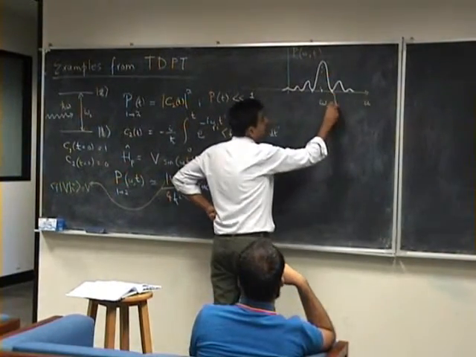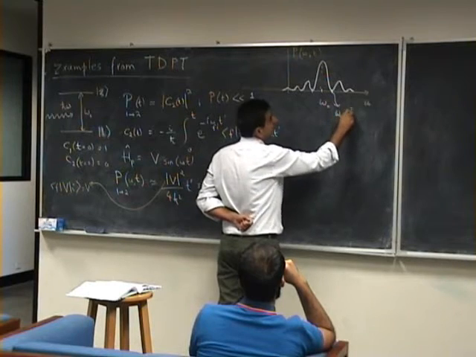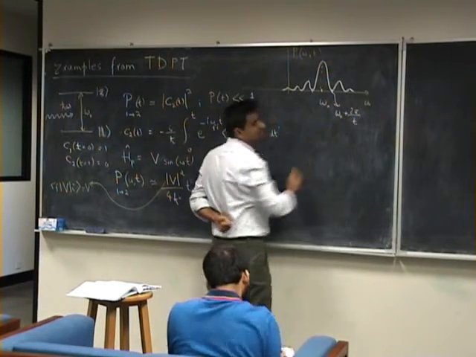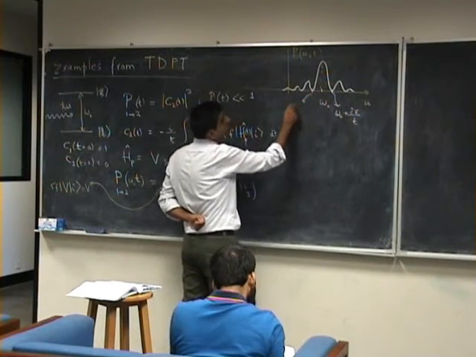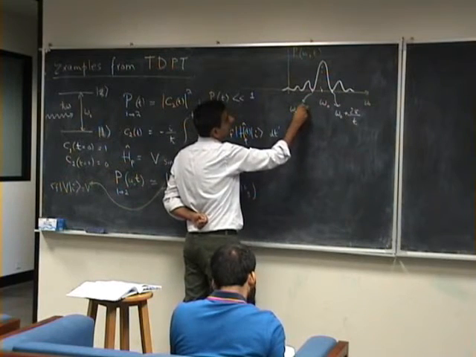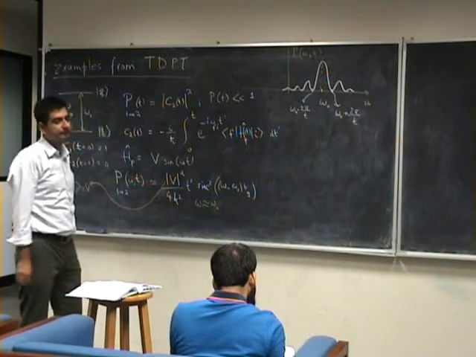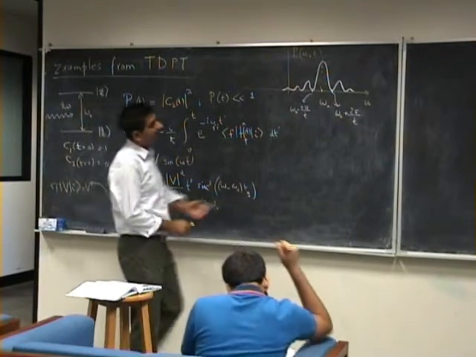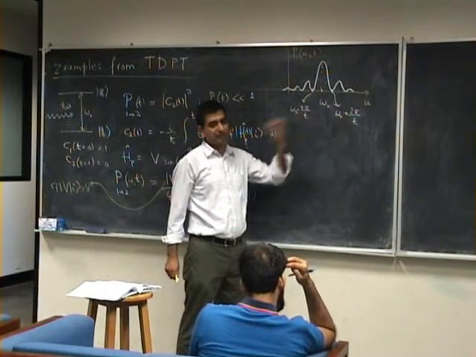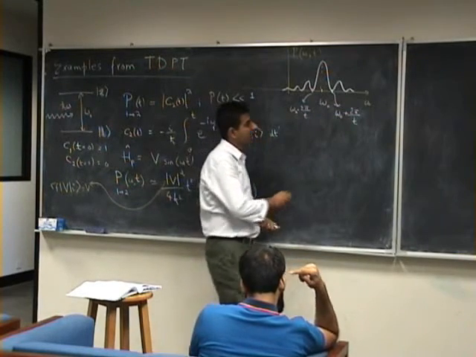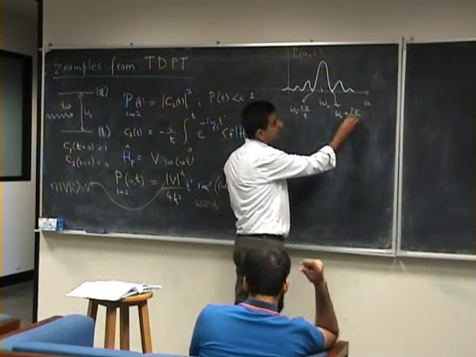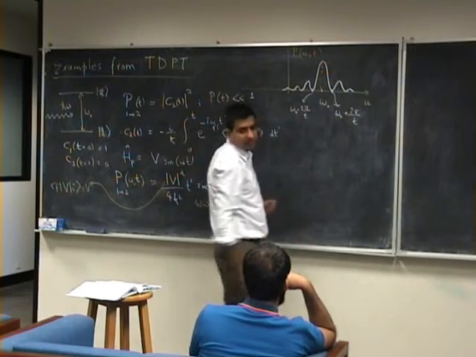This point will be omega naught plus 2 pi over t, for small t, and this point will be omega naught minus 2 pi over t. Okay, this means that if the time of observation is small, 2 pi over t is large, so this lobe is bigger.